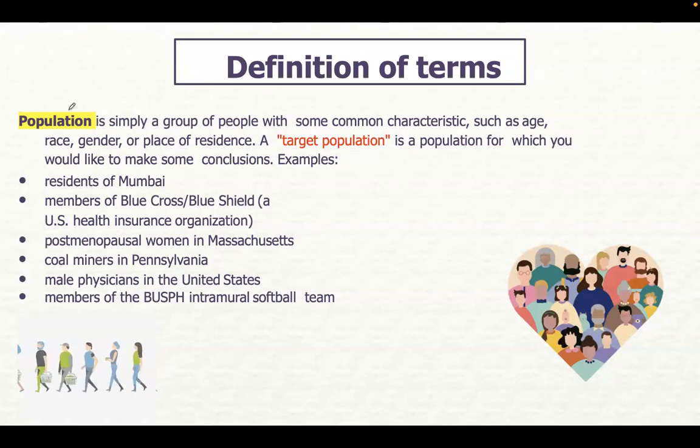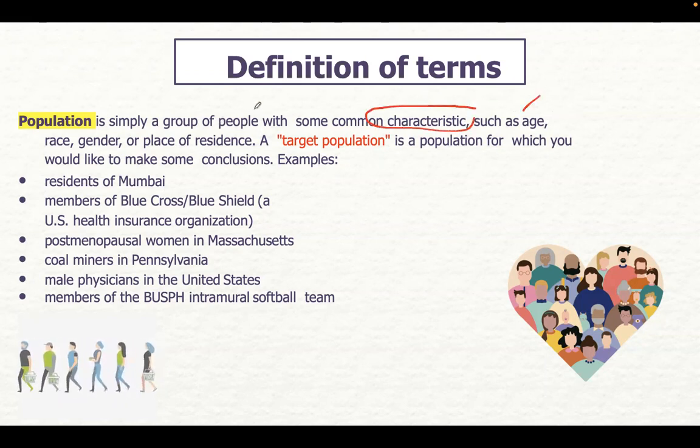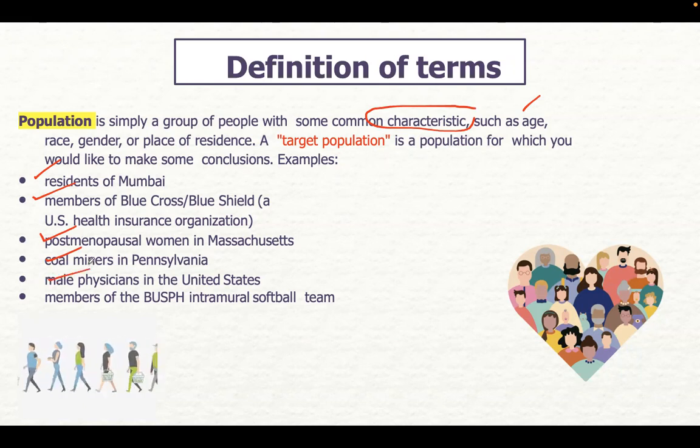So pag sinabi po nating population, it can be anything or any group that has a common characteristic. For example, nandyan yung mga age, race, and gender. So here are the examples of your population. Residents of Mumbai, ayan, it can be categorized as population. What else? Members of Blue Cross or Blue Shield. Ayan po. Postmenopausal women in Massachusetts. Okay? Coal miners in Pennsylvania. Male physicians in United States. Ayan. Members of BUSPH intramural softball team.